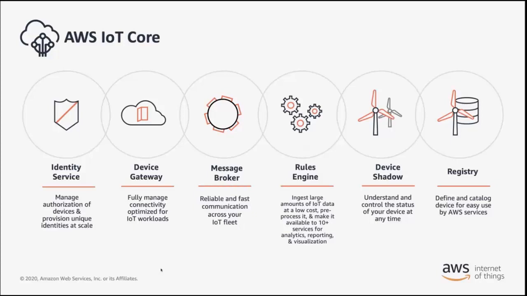Next, we have device shadow. If you recall in the previous slide, we talked about when the device is offline, you want to be able to know the last known state of a device. Device shadow gives you that capability. A device shadow is a virtual representation of your device in the cloud. It's a way of doing command and control.